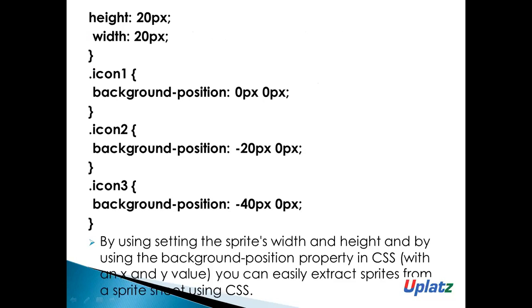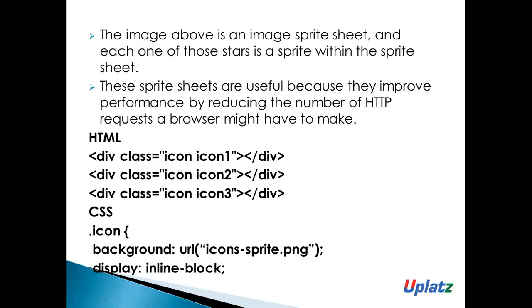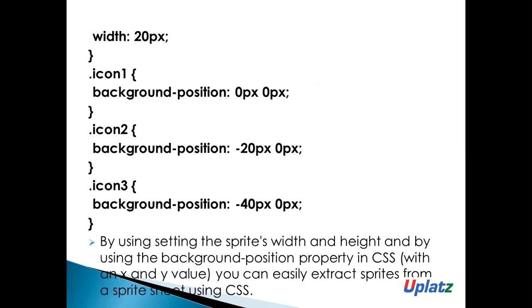So you can display that icon 1, icon 2, icon 3. Everything I'm just making spread from one to another, by setting the width, height and background, so it can be easily extracted from the spreadsheet using CSS. For that you need to have a spreadsheet with that particular image, so that you can easily do this.